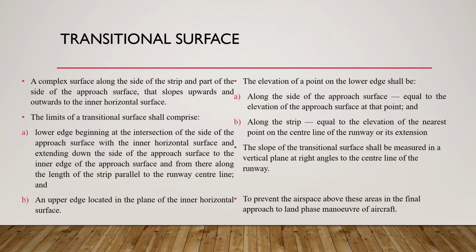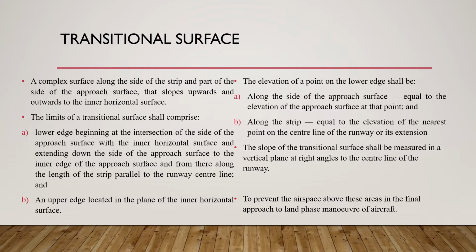So the limits of a transitional surface are a lower edge and an upper edge. What is the lower edge? It begins at the intersection of the inner horizontal surface with the approach surface and extends down the runway parallel to the runway center line or the extended portion thereof. And where does the upper edge fall? The upper edge falls on a plane which is located on the inner horizontal surface.